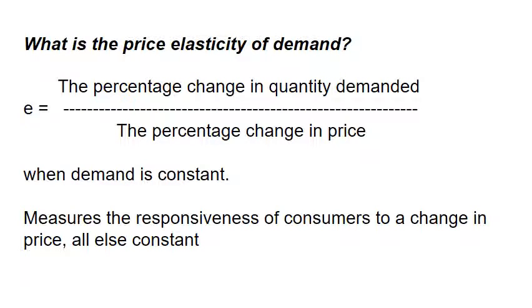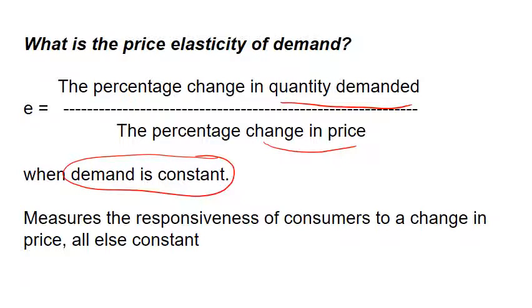The price elasticity of demand is the percentage change in the quantity demanded divided by the percentage change in price. When we do this calculation, it's important to hold demand constant. That is, the only thing that's affecting the quantity demanded that changes should be the price of the good, and only the price of the good.